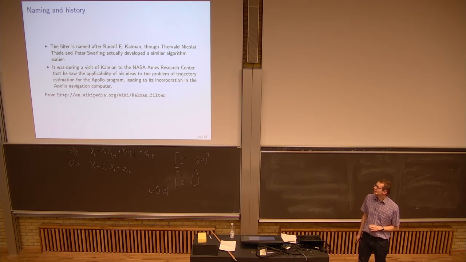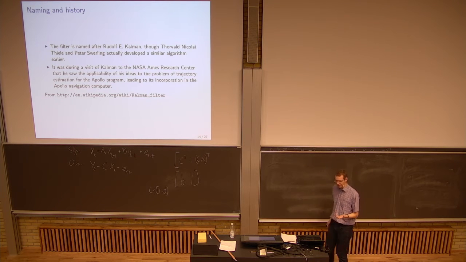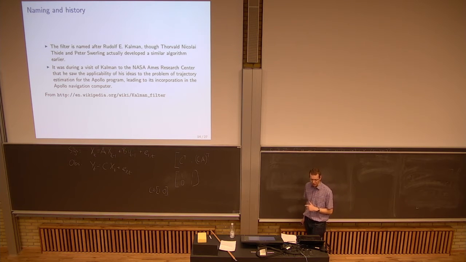Now, just a little bit of history. Why do we call it a Kalman filter? Because Rudolf E. Kalman made this algorithm. He was actually not the first one. Peter Swerling and Torvald Nikolai Thiele made something that is quite similar, a little bit before, but whatever.